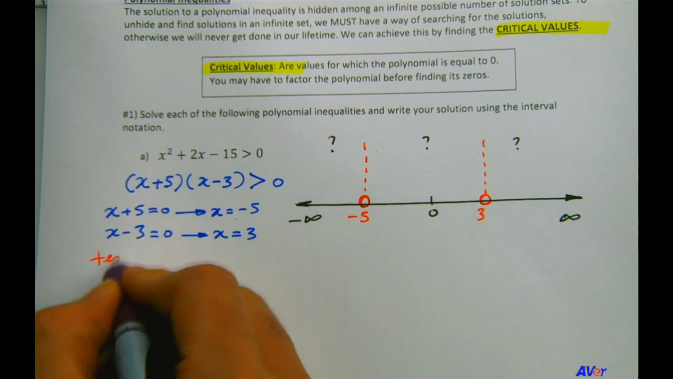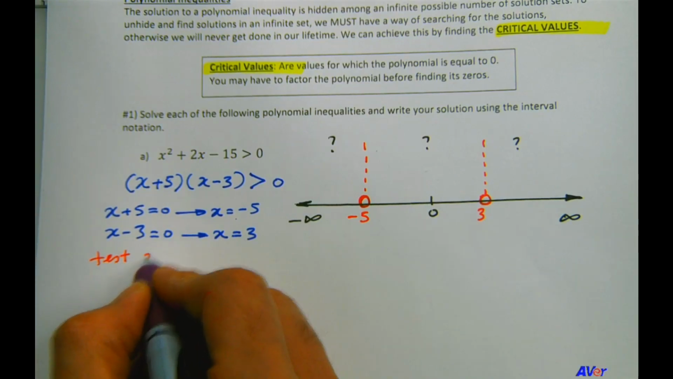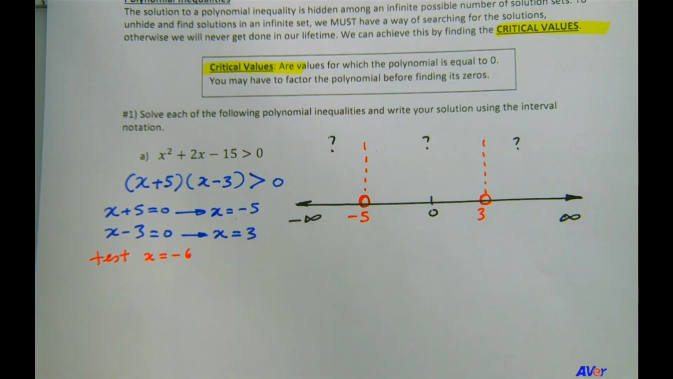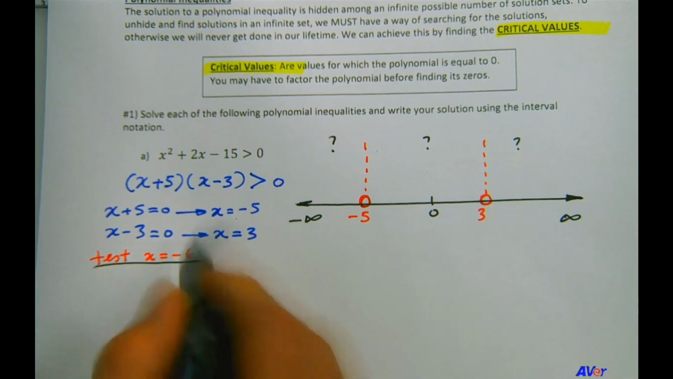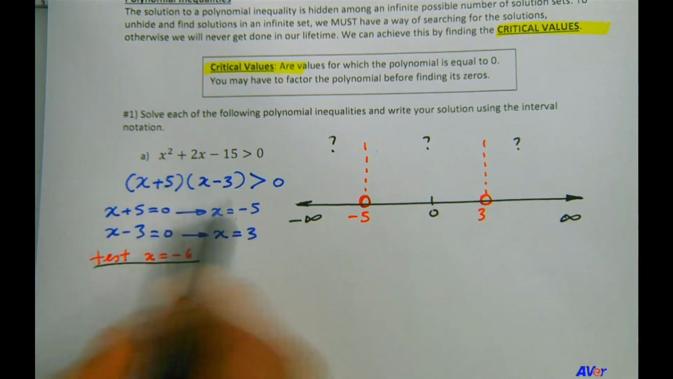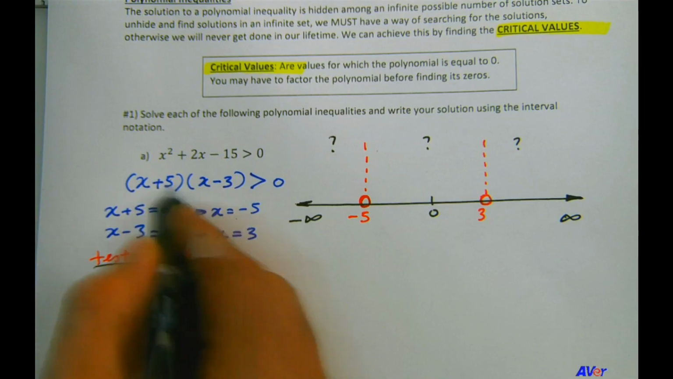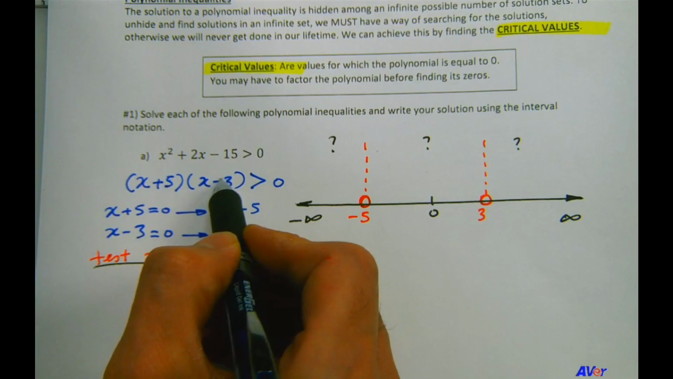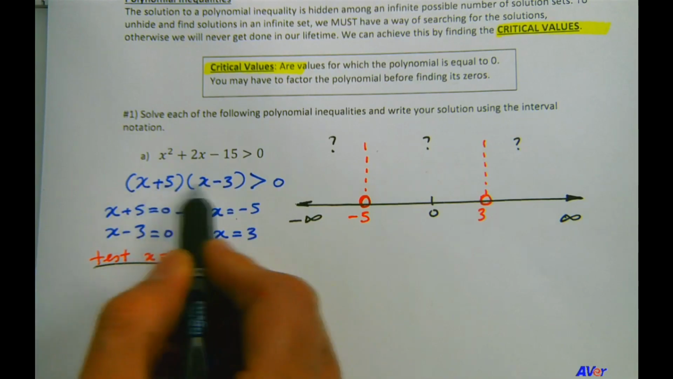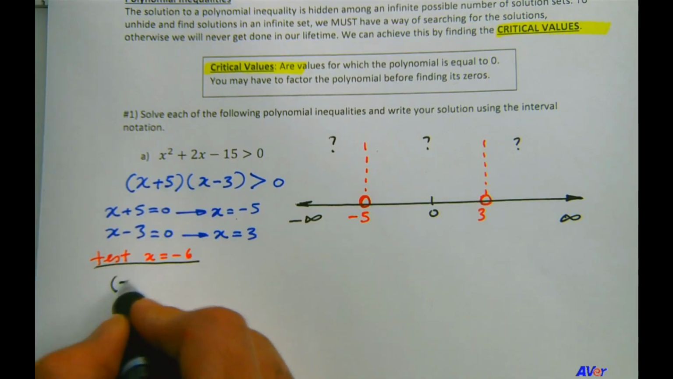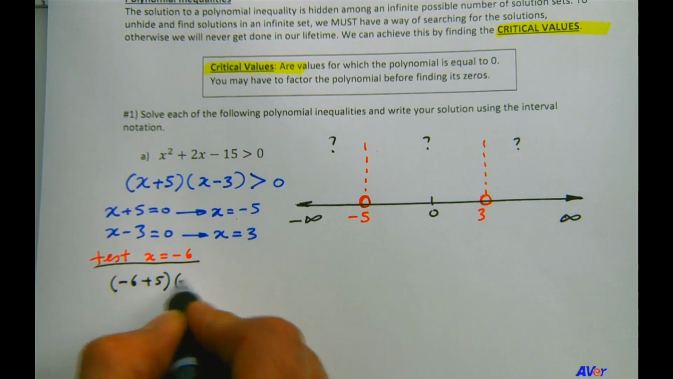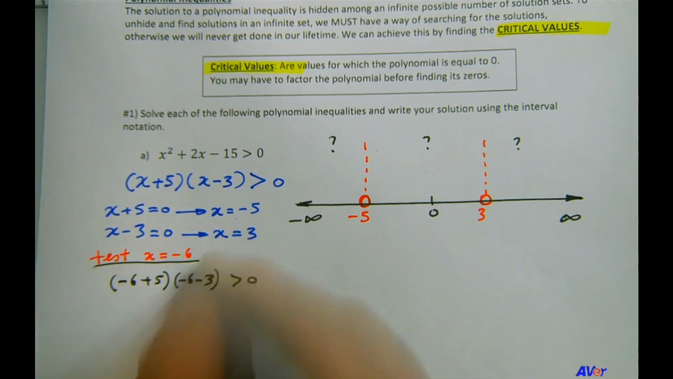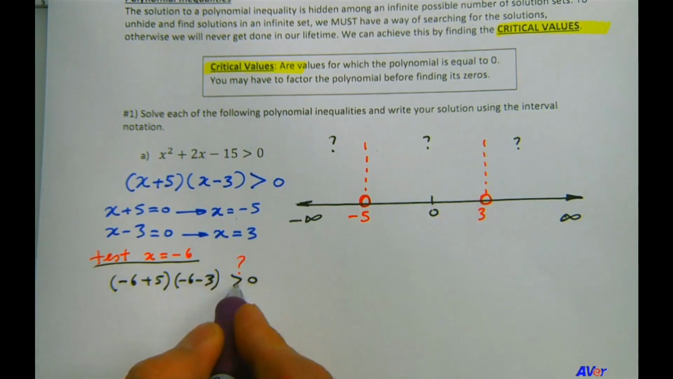So test x equals minus 6 in this region, right? So what do we get? Putting it in this inequality, we can put negative 6 in either one, that one or this one. But it's easier if you put that in the factored form. So we say negative 6 plus 5 times negative 6 minus 3. And we're asking if the left side is greater than 0.